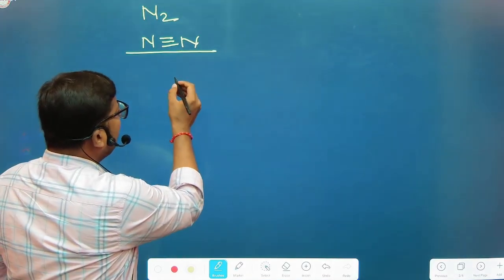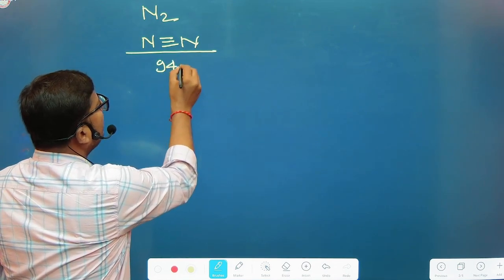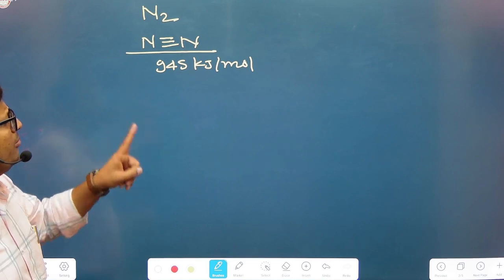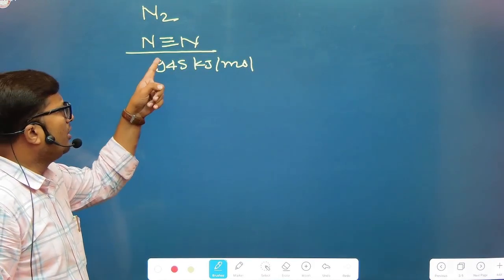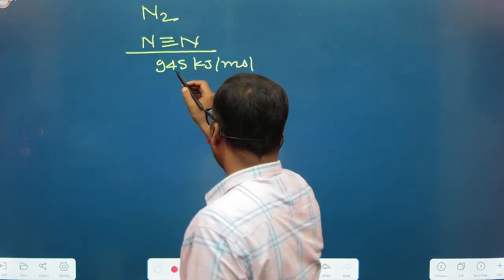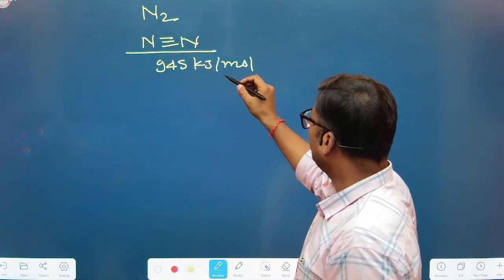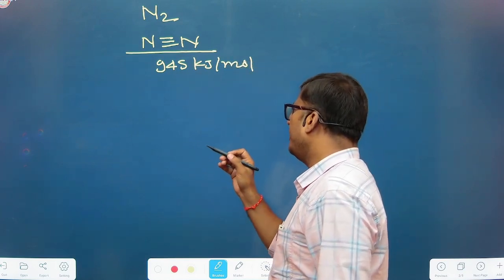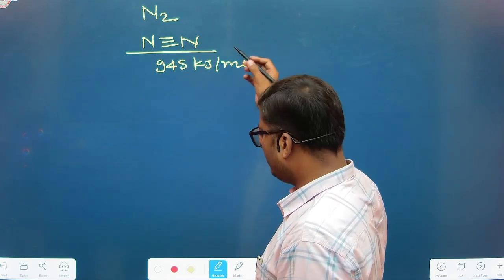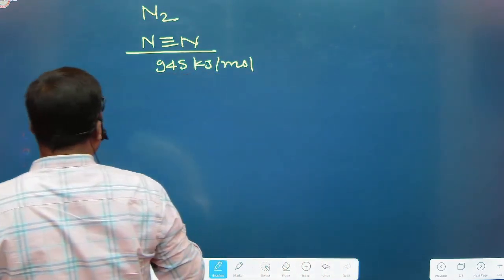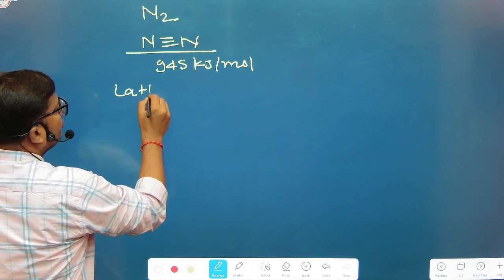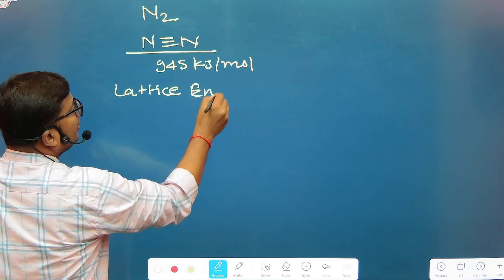That is approximately 945 kilojoule per mole, right? This is a huge amount that is required to break these 3 bonds. That is why this nitrogen, the N2 gaseous molecule, is unreactive or inert. So how does reactivity come into this nitrogen molecule? It comes from lattice energy, right? So, lattice energy.